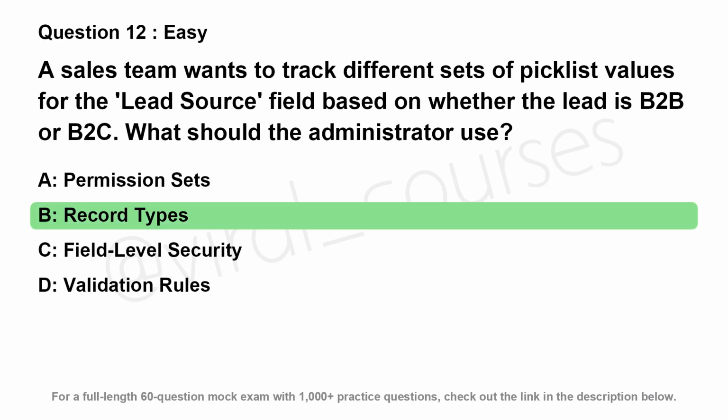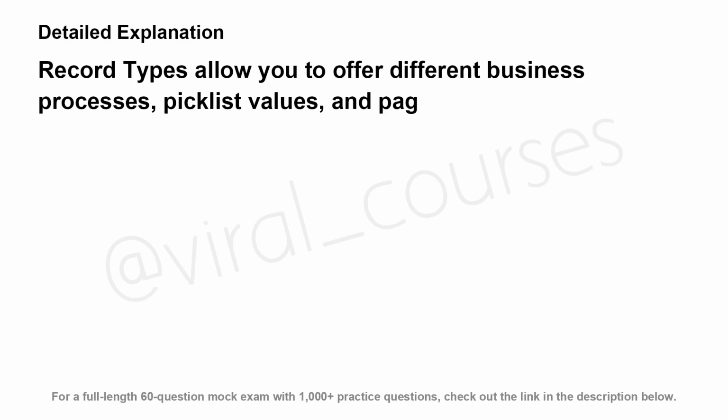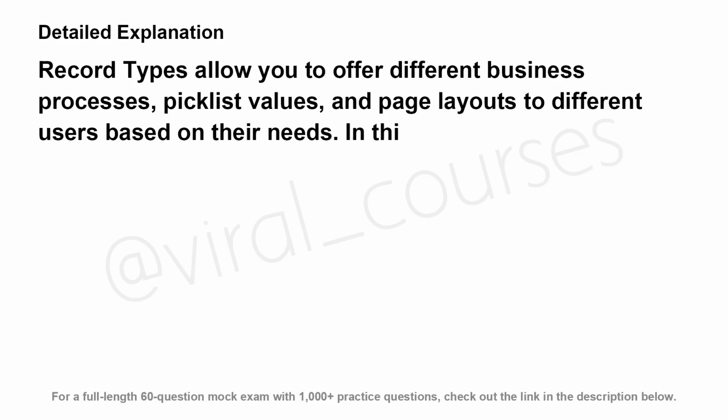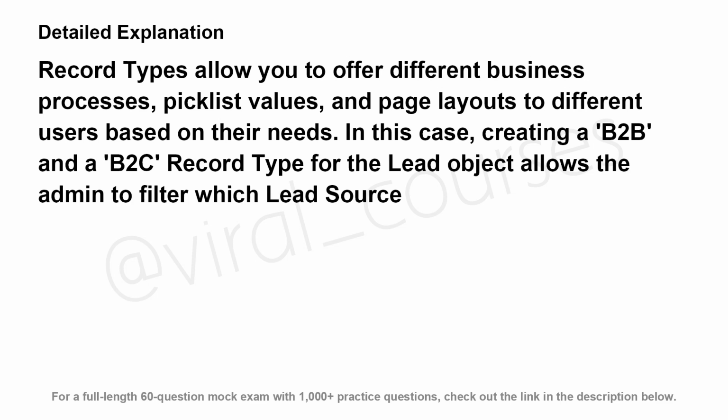The correct answer is B. Record types allow you to offer different business processes, picklist values, and page layouts to different users based on their needs. In this case, creating a B2B and a B2C record type for the lead object allows the admin to filter which lead source values are visible for each.